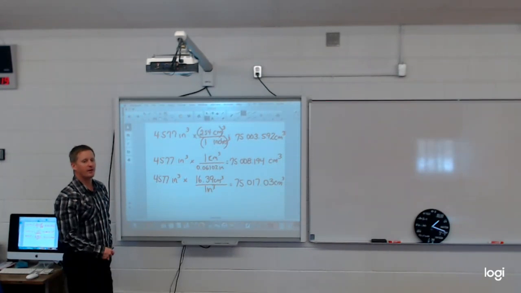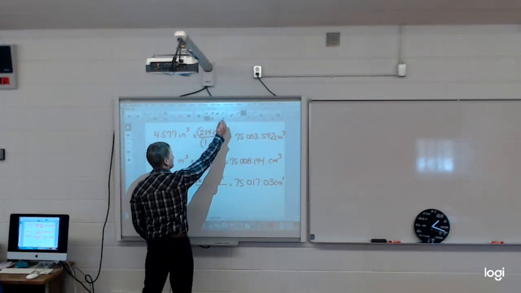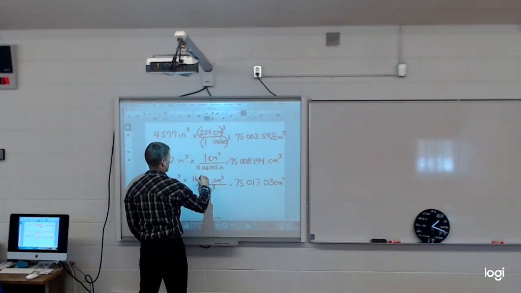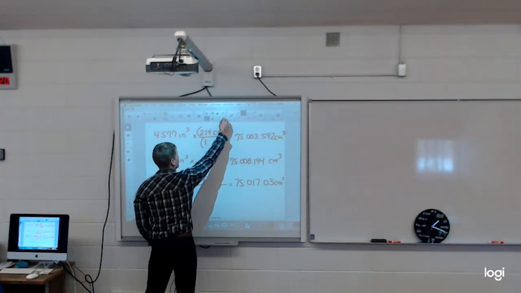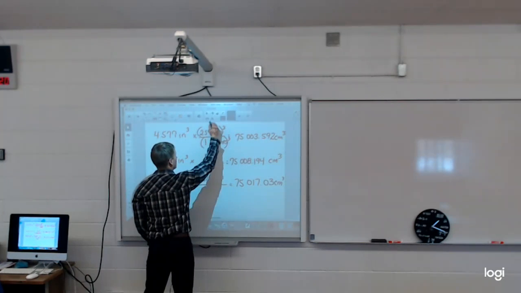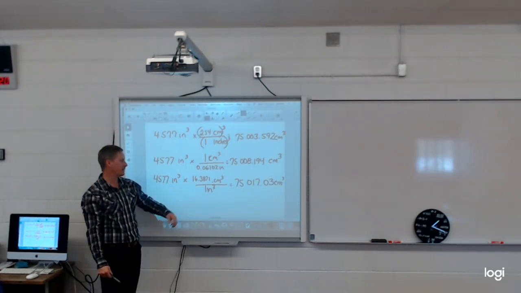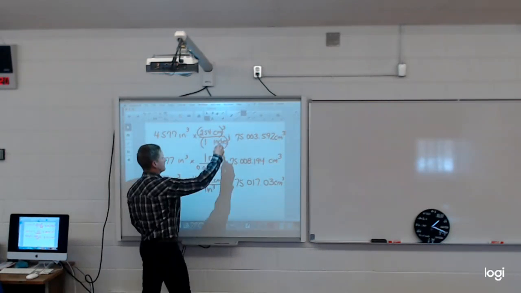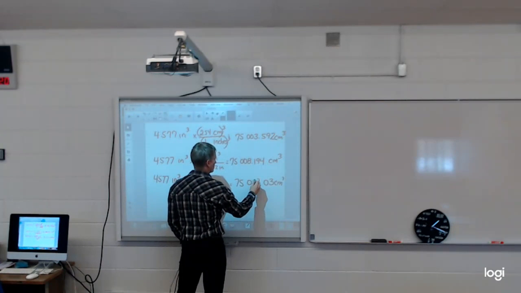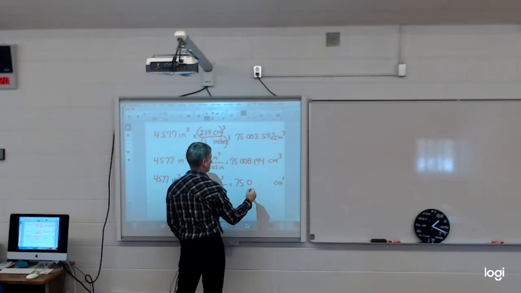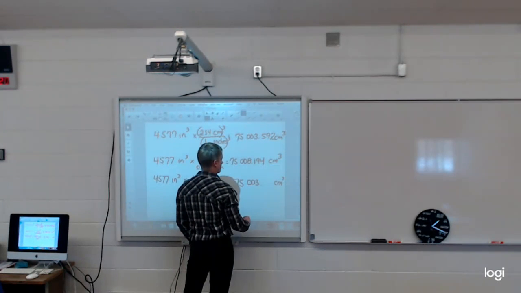So take 2.54 and cube it, please. 16.39. Give me 4 decimal places, please. 16.3871. Okay, let's try this again now. So take 4,577 times 16.3871, and what do we get? 75,003.591 or 592. I got 7567.